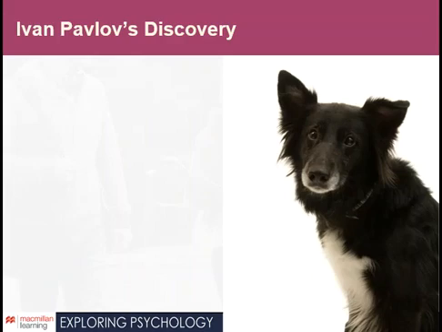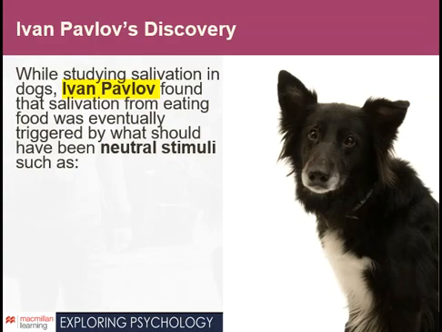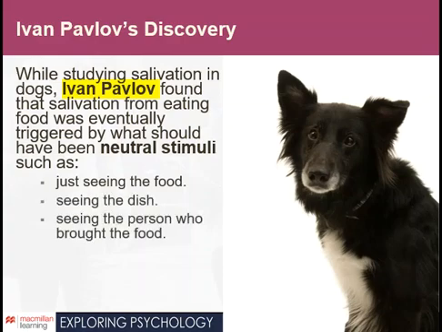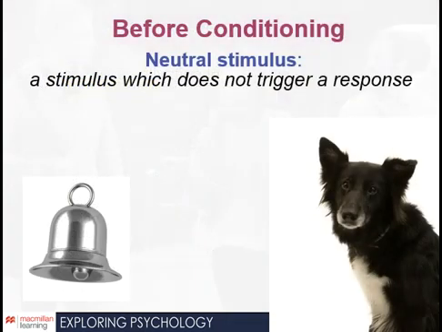So let's talk about Ivan Pavlov's dog. Now, Ivan Pavlov was doing work on the digestive system of dogs. He was a physiologist, and he accidentally, through serendipity, discovered one of the key processes of learning in animals and in human beings. While studying salivation in dogs, Pavlov found that salivation from eating food was eventually triggered by what should have been neutral stimuli, such as just seeing the food, seeing the dish, seeing the person who brought the food, just hearing the person's footsteps. So, before conditioning, we have the neutral stimulus, a stimulus which does not trigger a response.